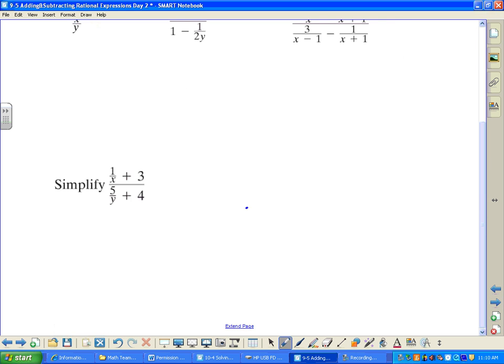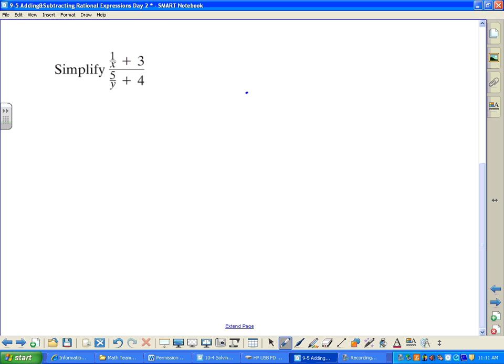So let's try this one. We won't start too difficult. 1 over x plus 3, all over 5 over y plus 4. Now, there are really two ways to go about this. One is using things that you probably already know.